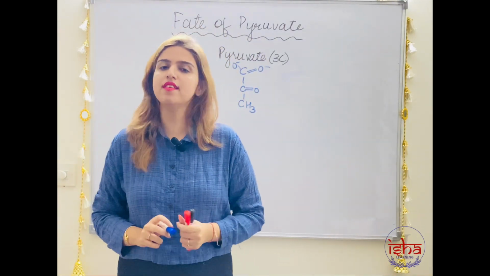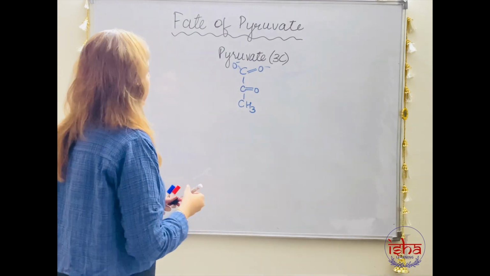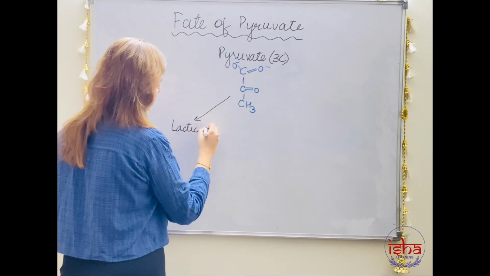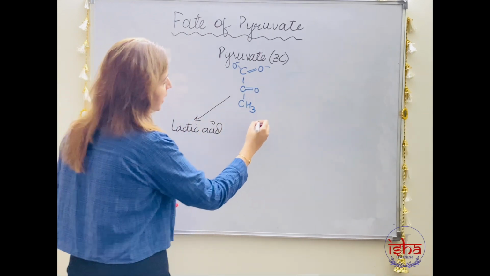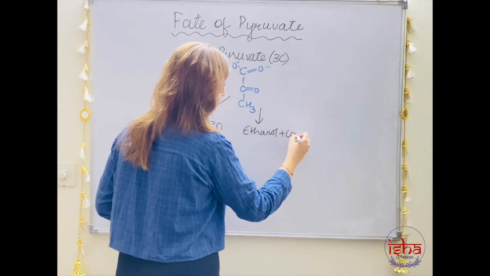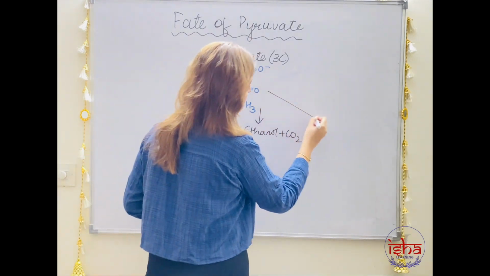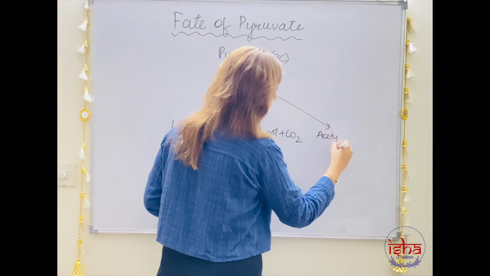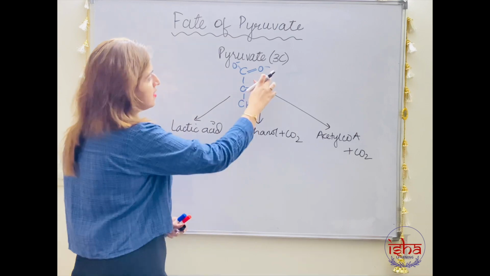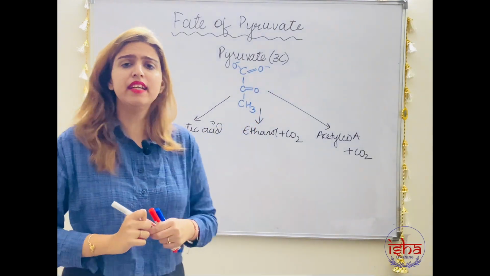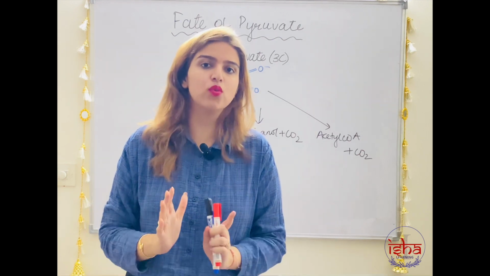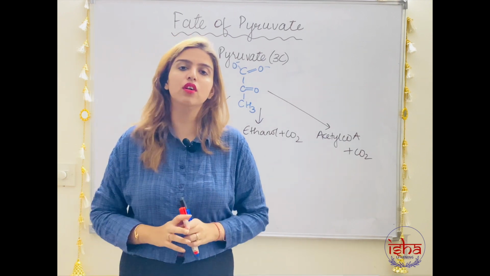Now what happens with this pyruvate? Number one, this pyruvate might be converted to lactic acid. In the second case, it might be converted to ethanol and carbon dioxide. And in the third case, this is converted to acetyl-coenzyme A and carbon dioxide. So you see, this 3-carbon compound is giving me different products in different cases. Let's look at what are the scenarios that are leading to the differences in the products.